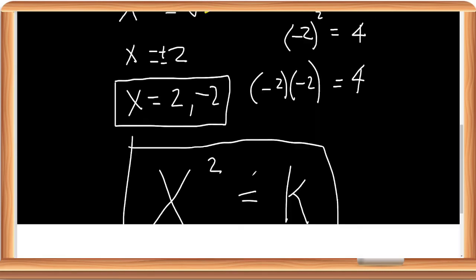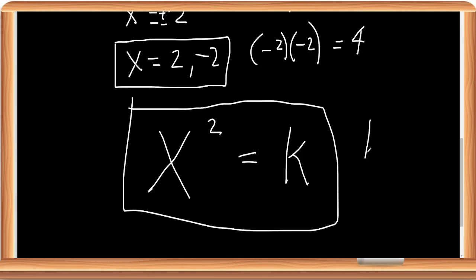Okay? Take note, yung k mo must be always positive. So, that means k must be greater than 0. Any number greater than 0 are all positive number. So, dapat greater than, it is positive. Para naman, you have 2 solutions in this case.